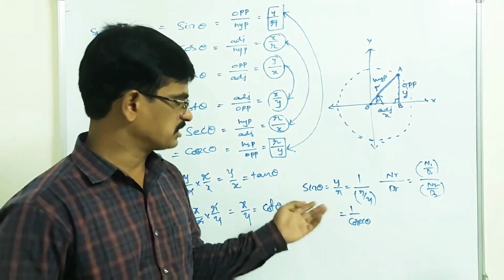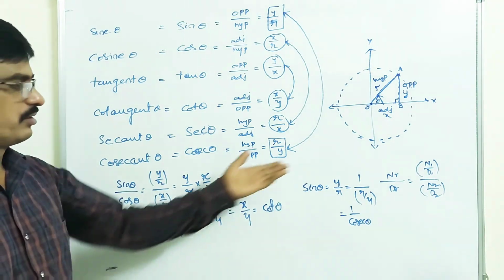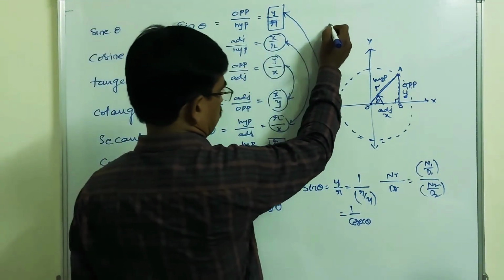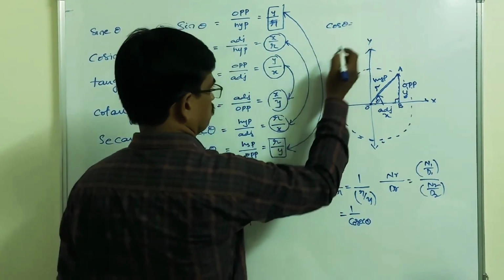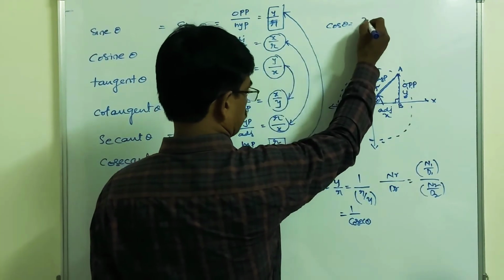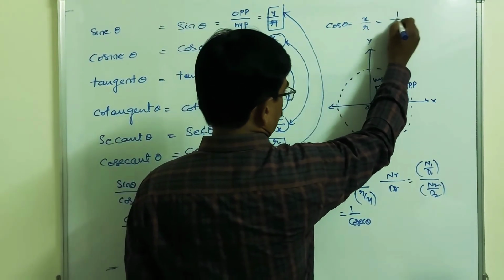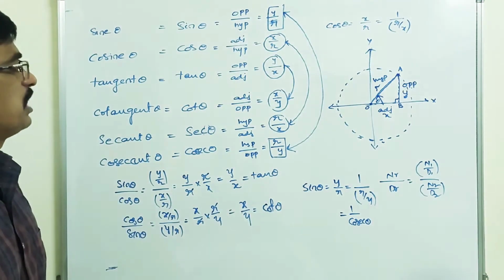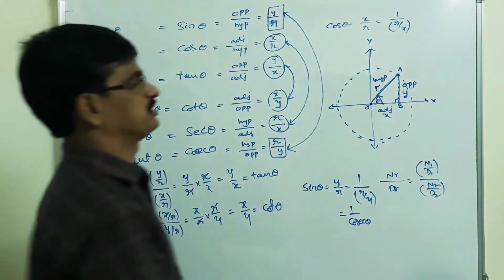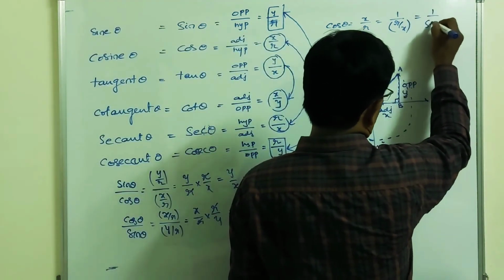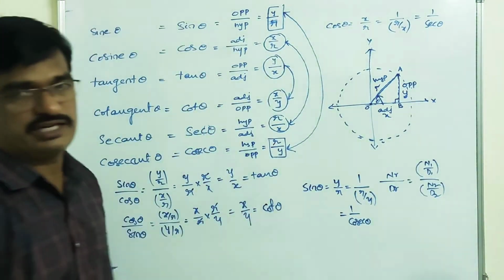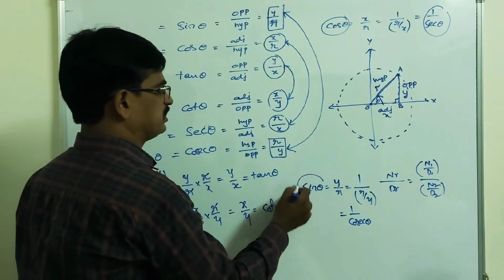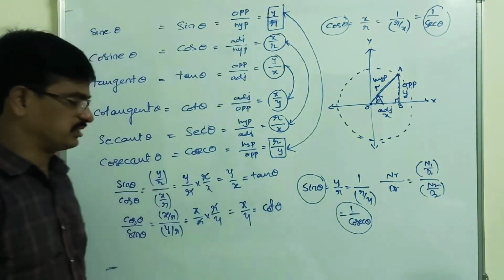Similarly, cos theta is written as x by r. This can be written as 1 by r by x. But r by x is equal to secant theta. That is, cos theta is equal to 1 by secant theta. Sin theta is equal to 1 by cosecant theta.